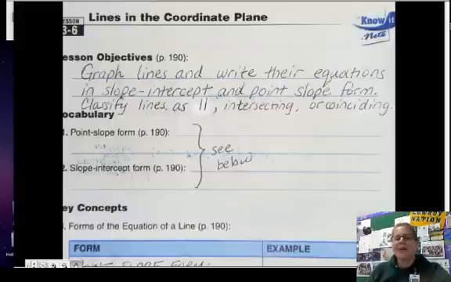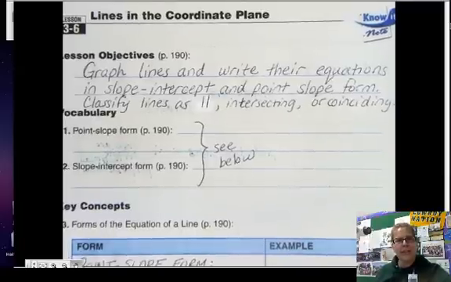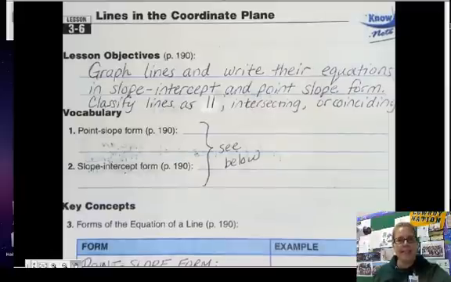All right, today we're going to do lesson 3-6, which is lines in a coordinate plane. Our objective for today is to graph lines and write their equations in slope-intercept form and in point slope form. We're also going to be classifying lines as parallel or intersecting or coinciding.